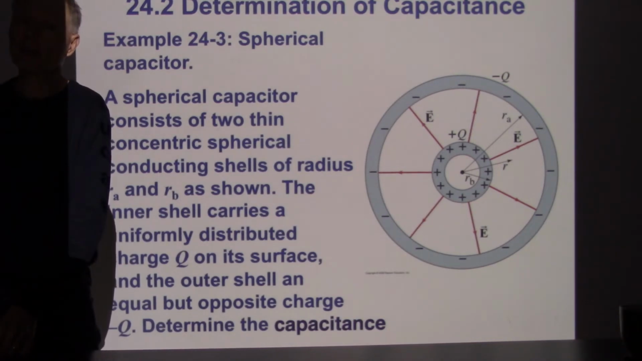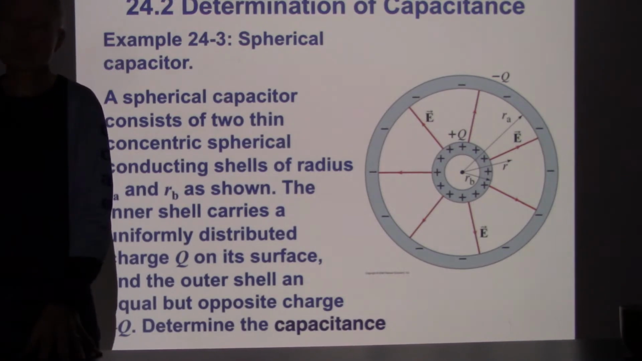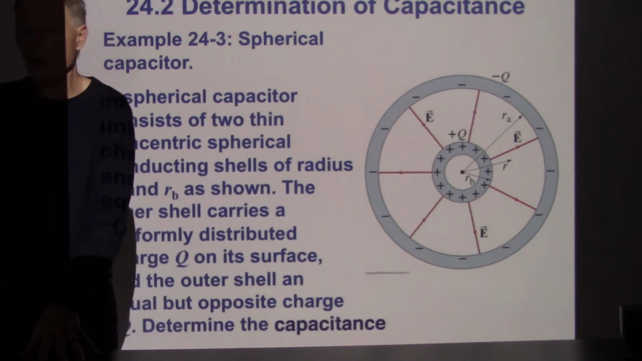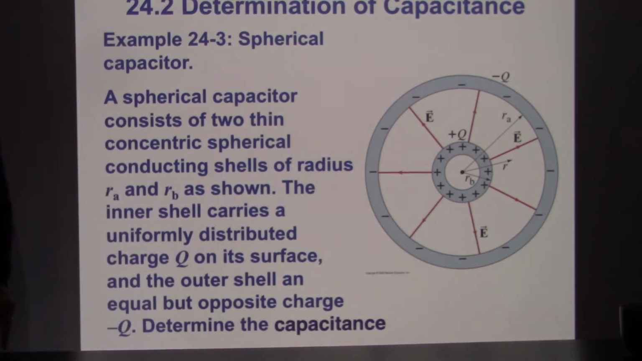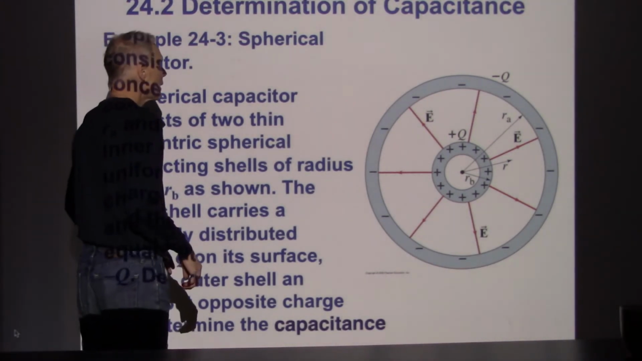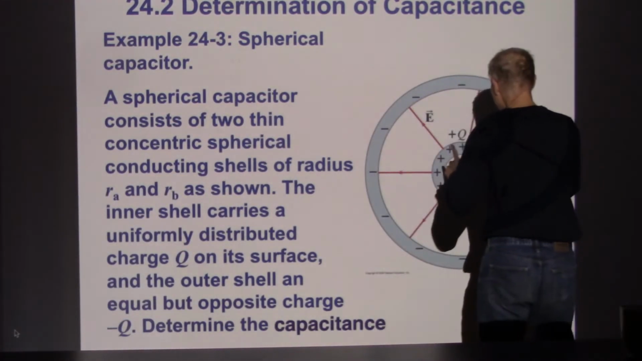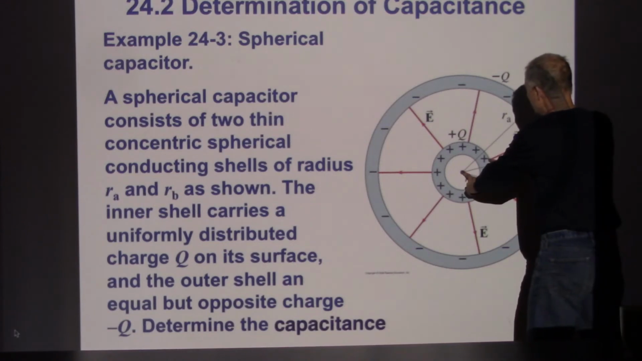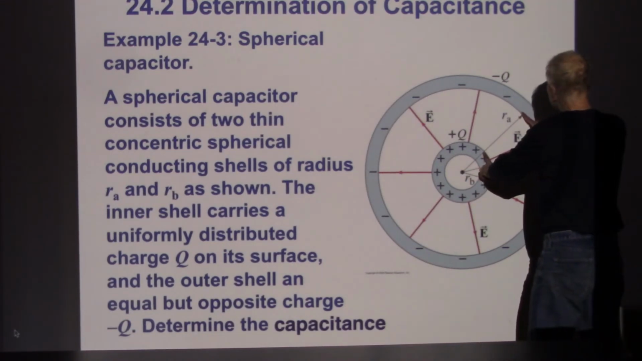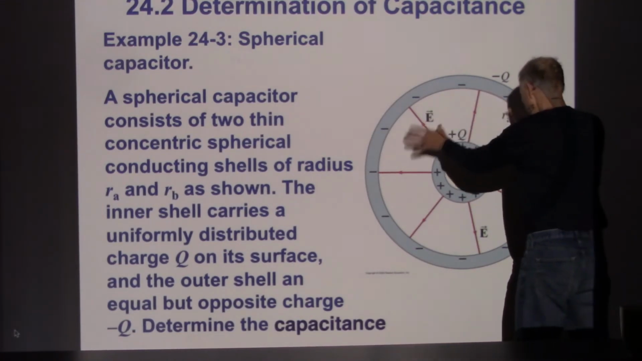Oh my gosh, they're going to have us do a sphere. I knew that was coming, right? Because what we're really doing here is we're using chapter 22, Gauss's law, to go through and derive all these capacitor formulas. Fine, we can do that. So once again, we've got two radii. I've got a distance between the inner surface and the outer surface within this region.